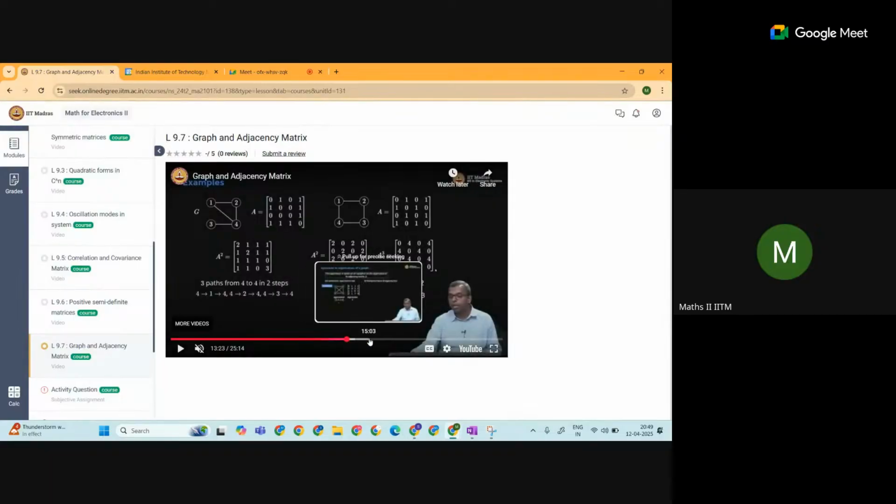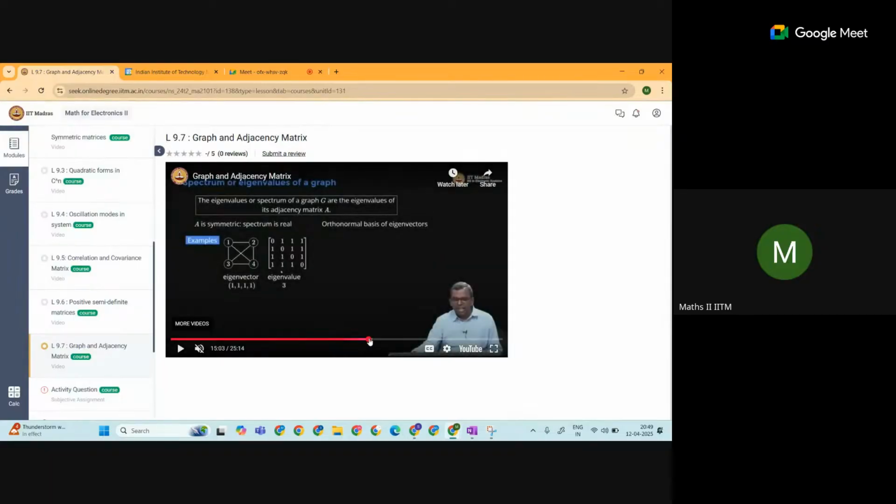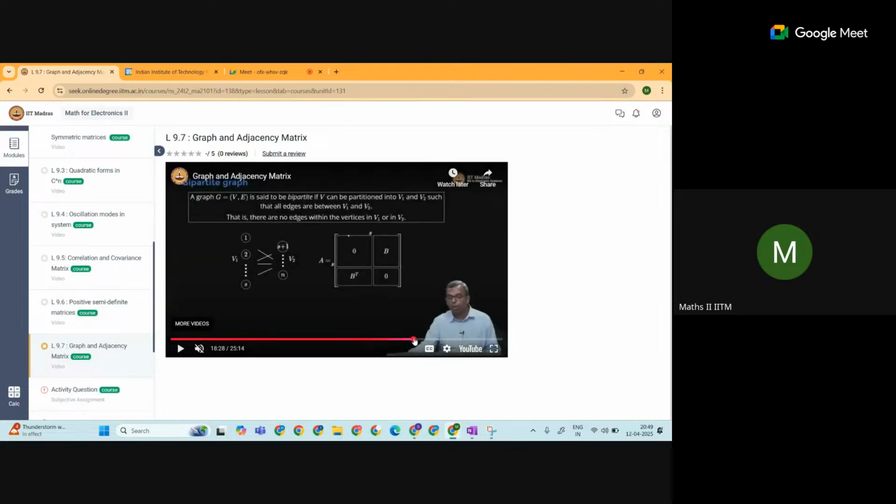Okay, finding the eigenvalues and eigenvectors is already covered. One important thing is the bipartite graph. Not only the eigenvalues, but the eigenvalues and eigenvectors will decide if the graph is bipartite or not. So what is a bipartite graph?